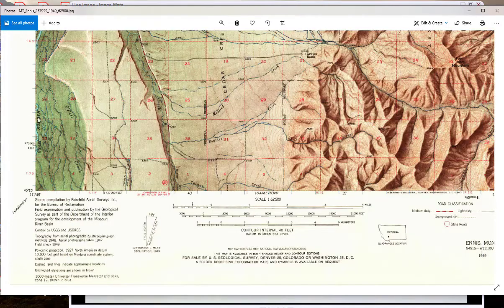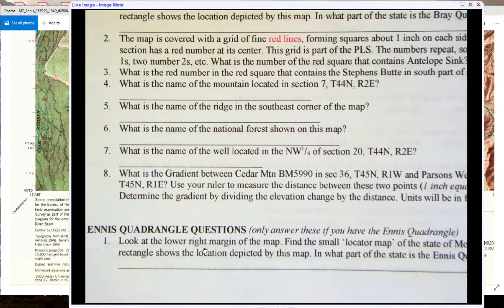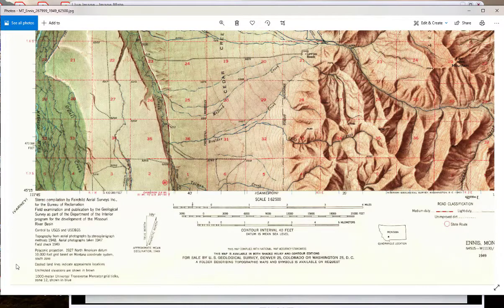So here is the map, and there's a locator map right there. You can see it's kind of in the southwestern part of Montana. So on the lab, you would say southwestern part of Montana, right? That just gives you an idea of where this Ennis quadrangle occurs within the state. Every USGS topo map should have one of these locator maps, right? All right, so you can answer that question for number 1.